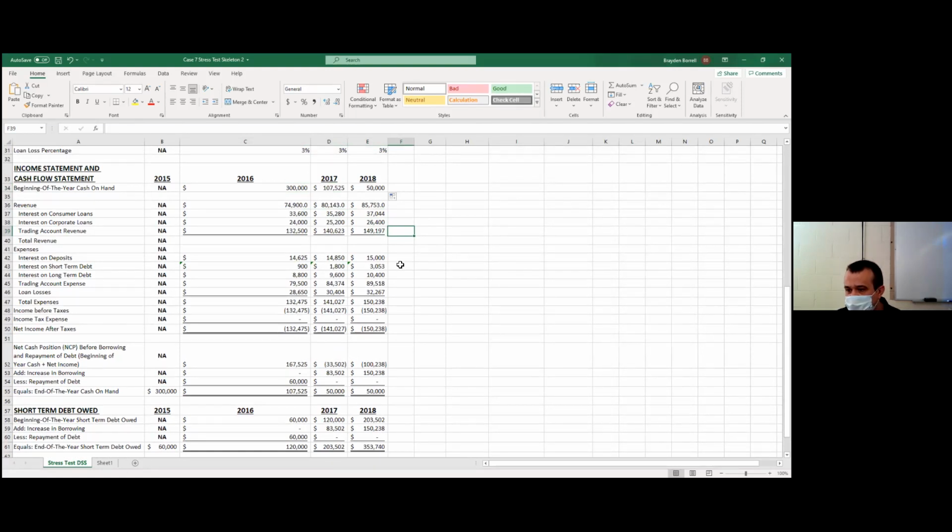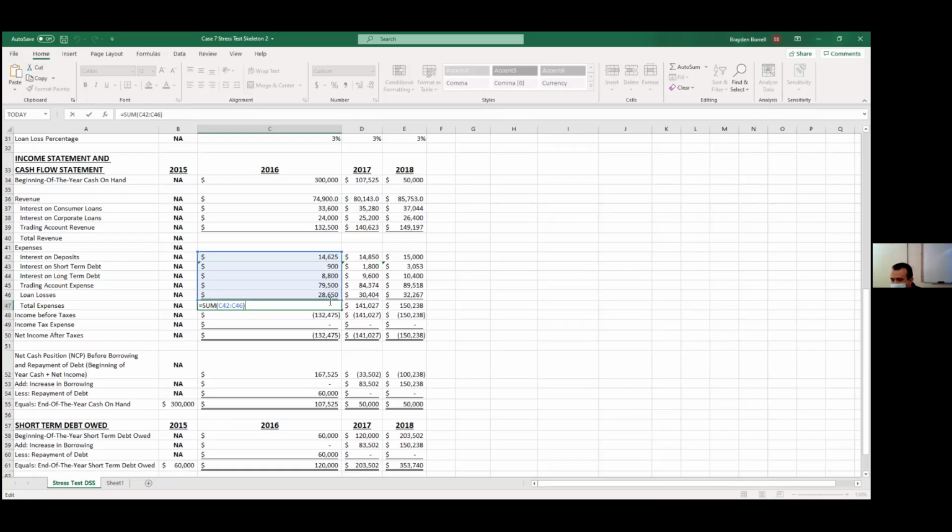Okay, the first error that I see is total expense. Can you click on the total expense cell? It's below, yeah. Can you double click on it, please? So it's C42. Okay, do it again, please. Close it.